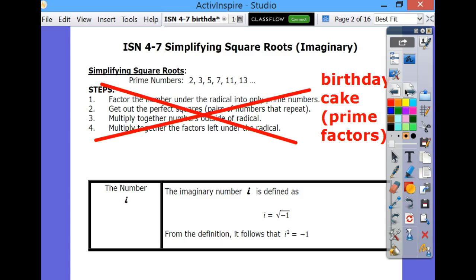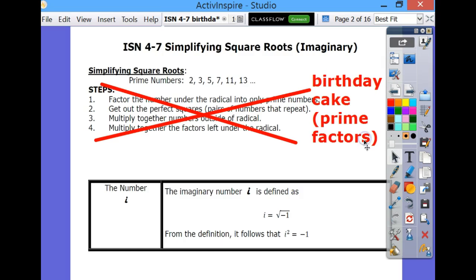simplifying radicals. The way that I teach simplifying radicals is called the birthday cake. Now, that's just a nickname. The actual mathematical name for it is prime factors. So, don't go over there in the pre-cal class and tell Miss Finnan you're doing a birthday cake. Tell her you're doing prime factors and she'll know what you're talking about.